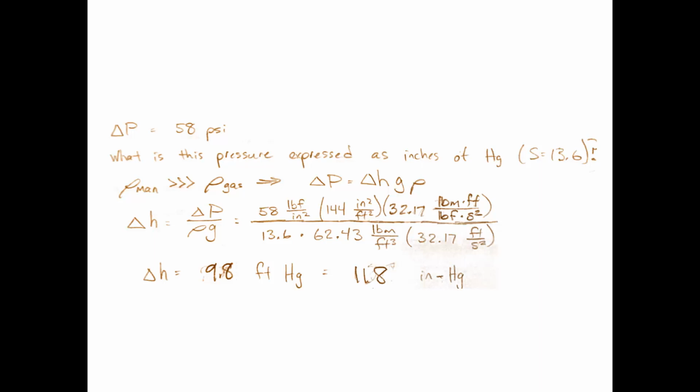One more example. This one, we start with a change in pressure equal to 58 psi. So this is in the inch-pound system, foot-pound system. The question is, what is this pressure expressed as inches of mercury? And here we have a specific gravity for that mercury equal to 13.6.